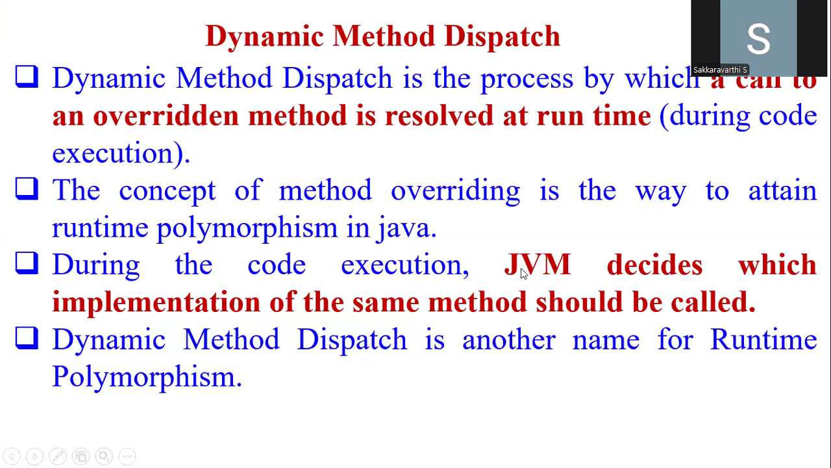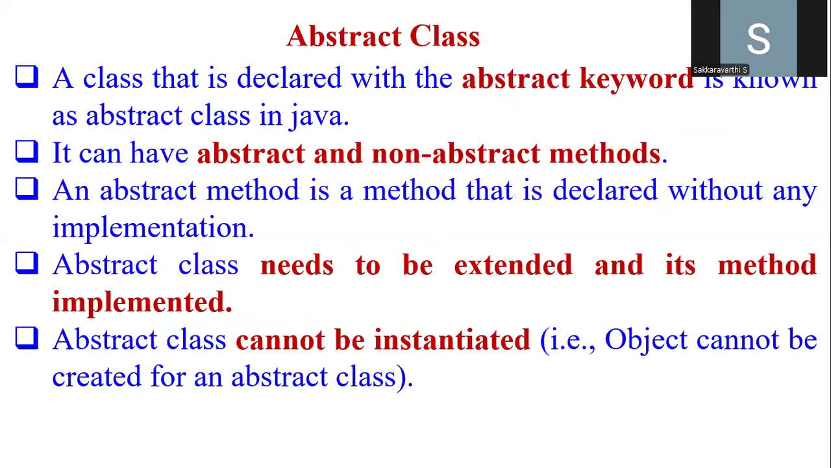During the code execution, the Java virtual machine decides which implementation of the same method should be called. So there is dynamic binding. So dynamic method dispatch is another name for runtime polymorphism. Okay. So method overloading is an example of compile time polymorphism. Method overriding is an example of runtime polymorphism. The next topic is abstract class.